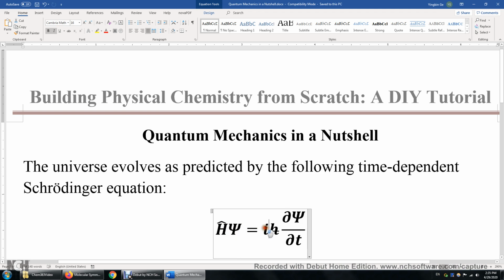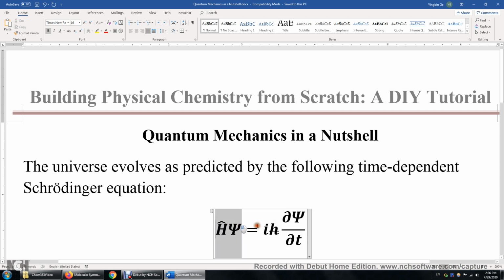i is the square root of -1. h bar is the Planck constant divided by 2 pi. h bar is roughly 10 to the power of -34 joules second. Over here, this is simply the first derivative of psi with respect to time. This is a partial derivative because psi also depends on the coordinates of the particles in the system.